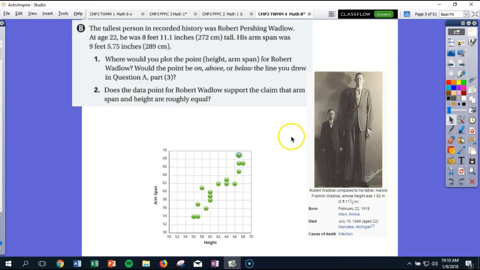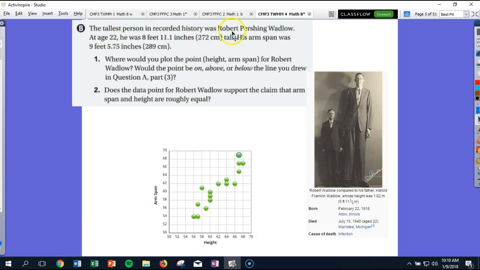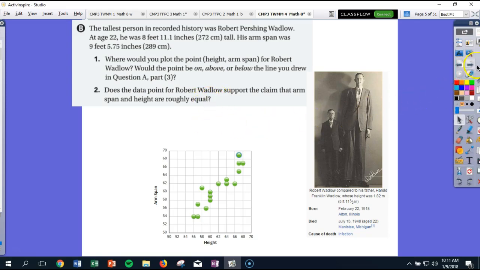Part B gives us a little bit more history. It tells us the tallest person in recorded history was Robert Pershing Wadlow. At age 22, he was 8 feet 11.1 inches. That's tall. And his arm span was even greater, 9 feet 5.75 inches. So it asks us, where would we plot the point for Robert Wadlow, and would the point be on, above, or below the line you drew? Now that point is going to be clear out here somewhere, so you'd have to have your line extended. Do you think it would be above, below, or on that line? And does the data point for Robert Wadlow support the claim that arm span and height are roughly equal?